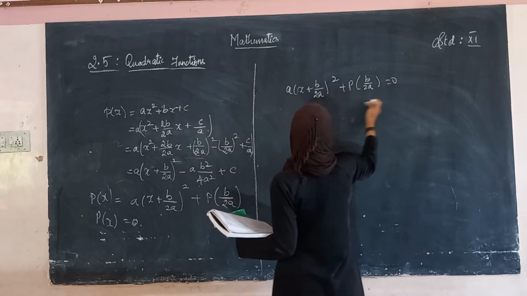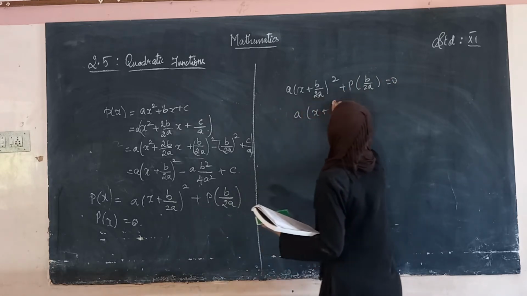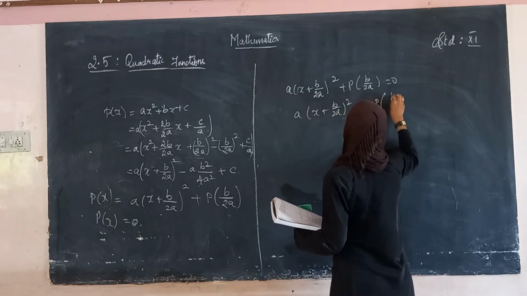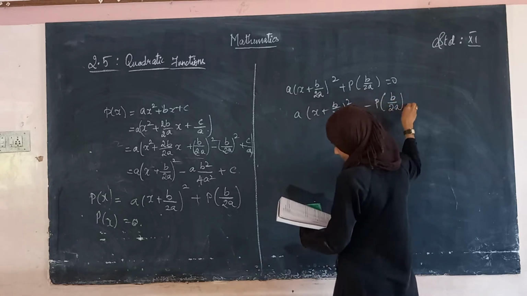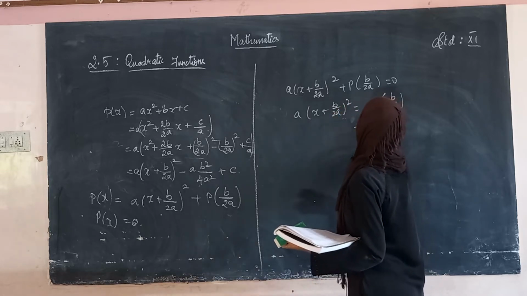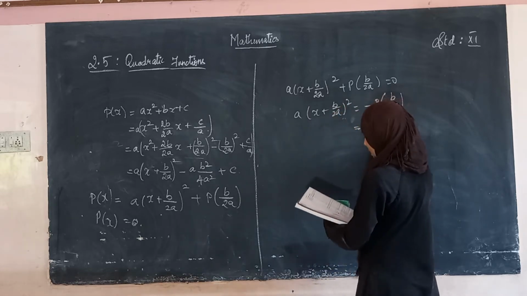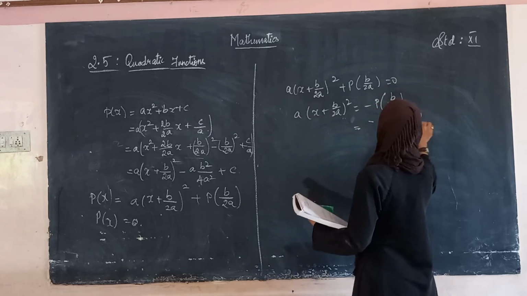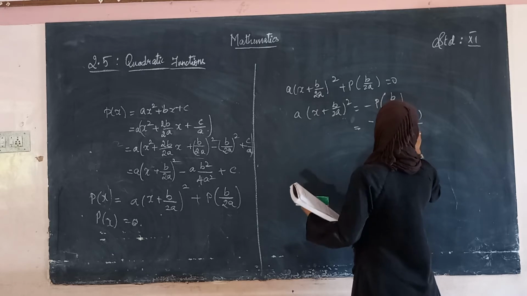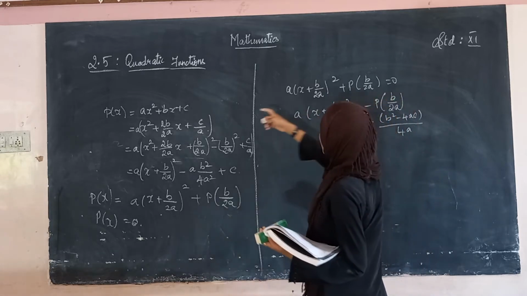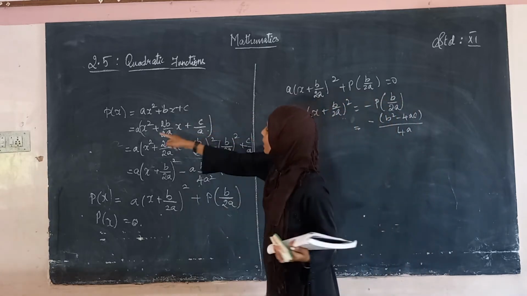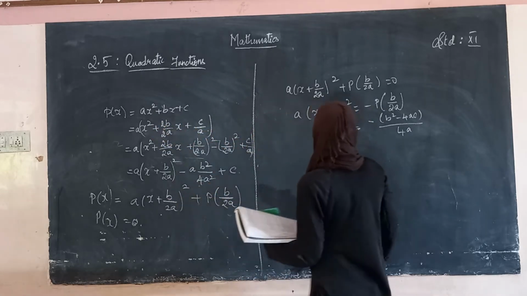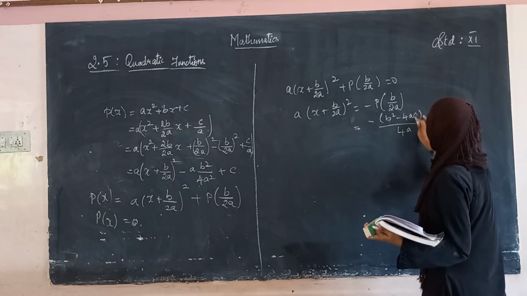Therefore taking this to the right hand side, x plus b divided by 2a the whole square is equal to minus p of b divided by 2a. If we substitute this, we will get minus of b square minus 4ac divided by 4a. When we substitute b divided by 2a instead of x, we arrive at b square minus 4ac divided by 4a.